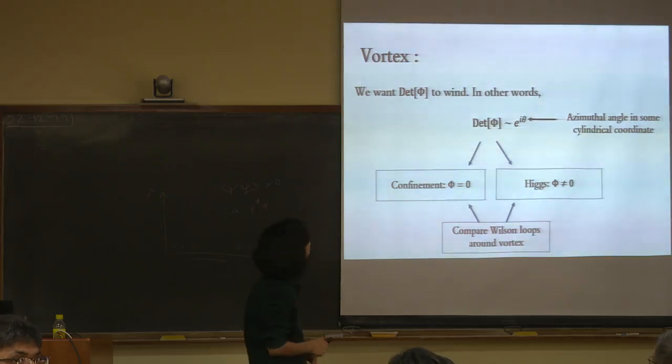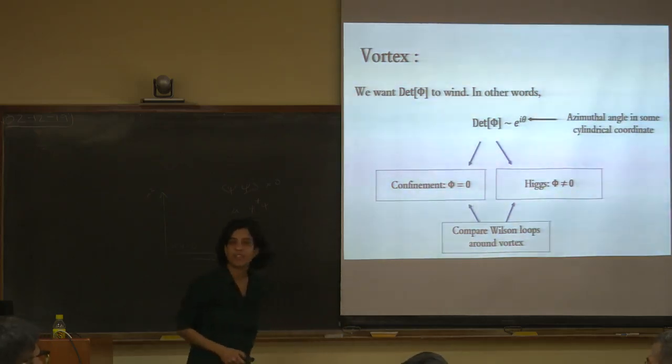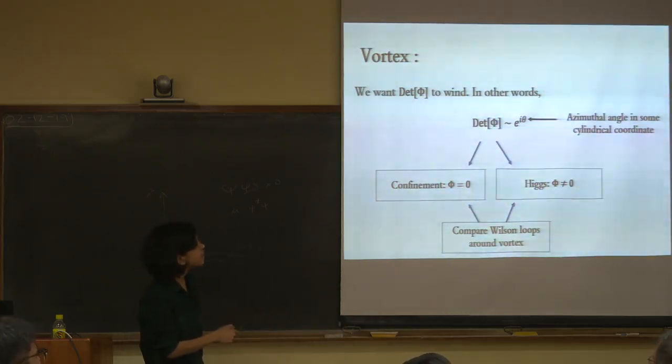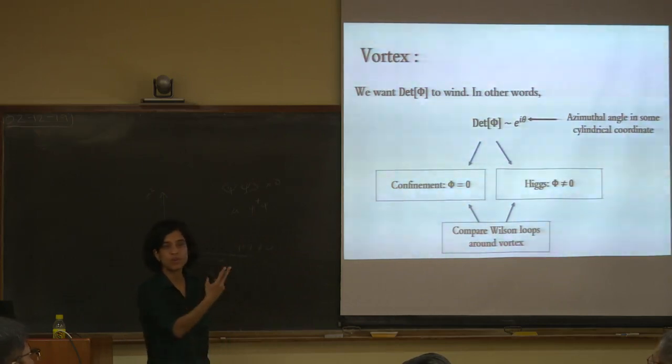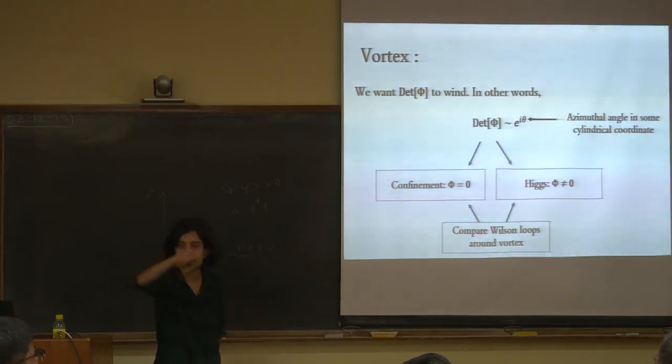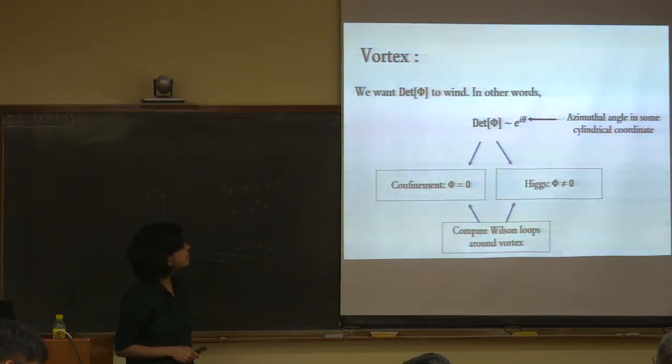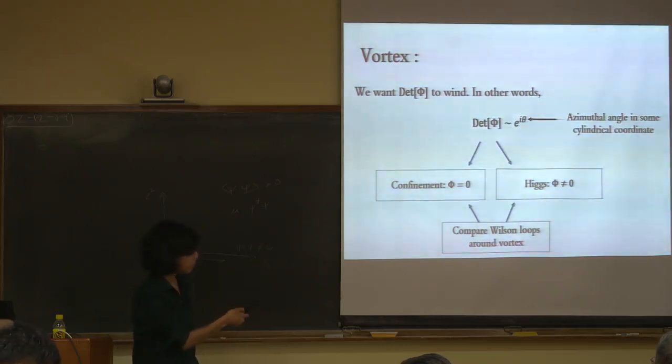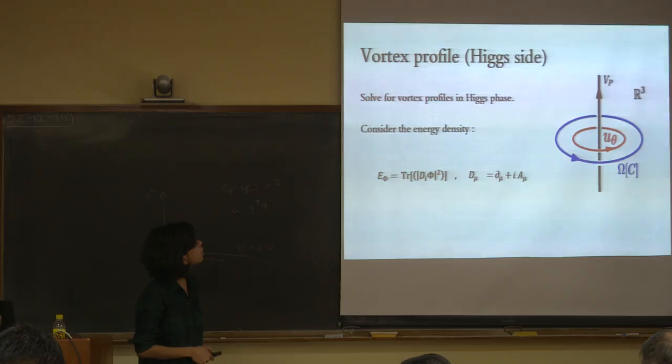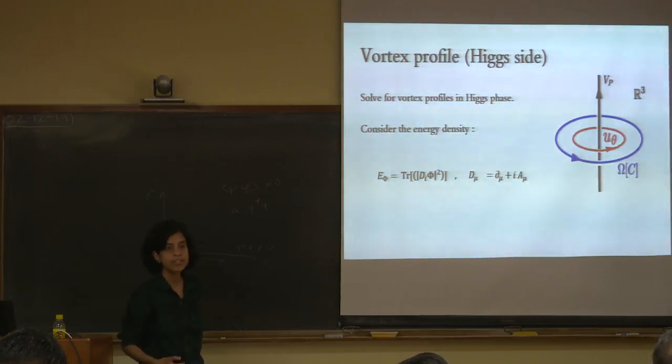Okay. So, for example, for the SU(3) gauge theory, it's the determinant of the phi, which is the 2-baryon operator. I want it to wind around a point in space, and then compute Wilson loops around vortices, around this kind of configurations. So, on the Higgs side, you can actually do a computation. On the non-Higgs side, I can't do this computation because I don't have control.